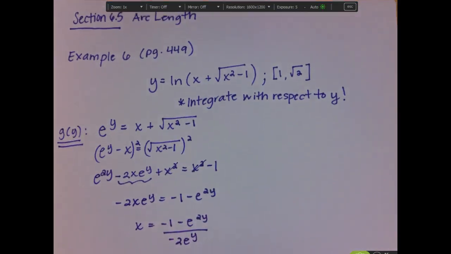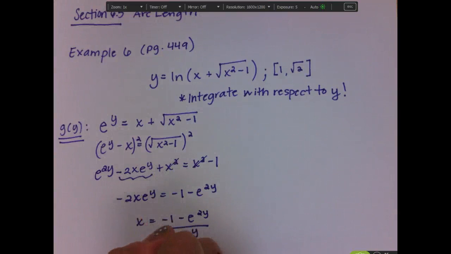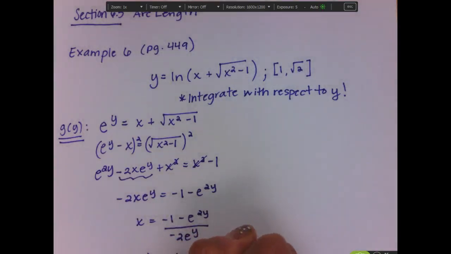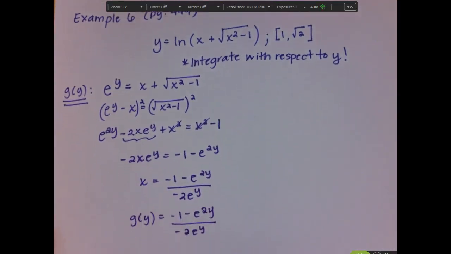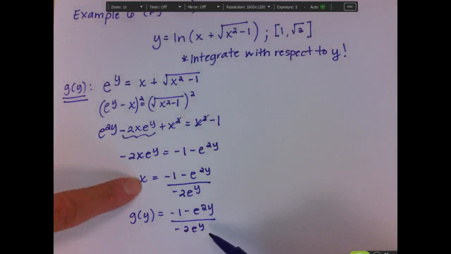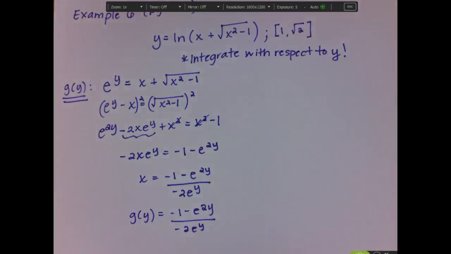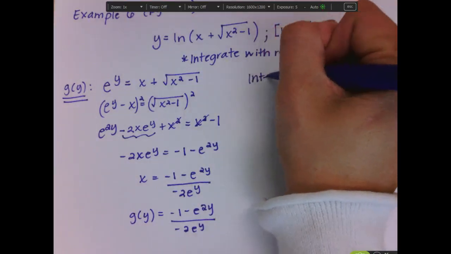Okay, so I have now isolated my x, or in other words, written a function in terms of y rather than in terms of x, which is how it was initially given. So I just rewrote it down here as a function of y, g of y, as opposed to x. Now the other thing that we're going to need to do is change the interval.